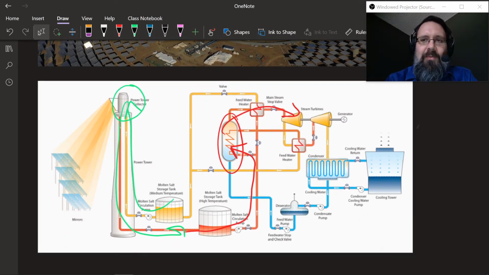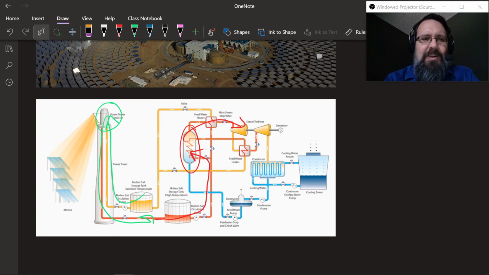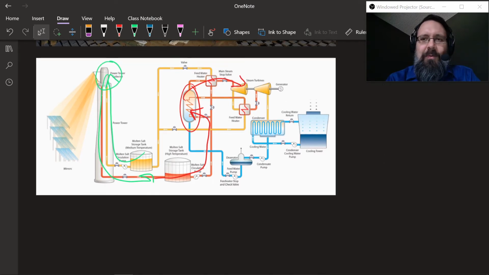So this is a more complicated design. You could do this with water as well, but using the molten salt is a little bit more efficient. That's what this diagram is showing you. But you could also do it with water.